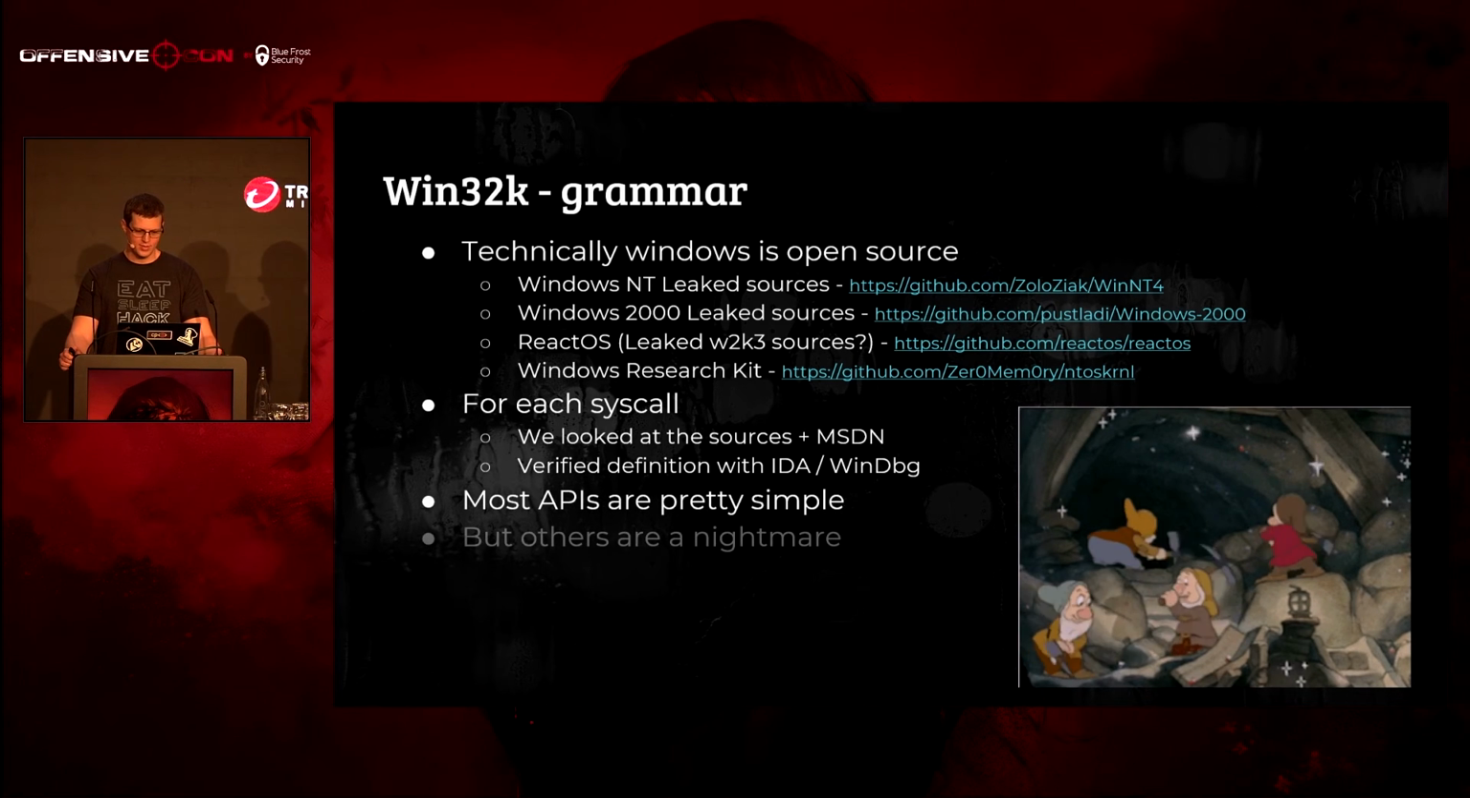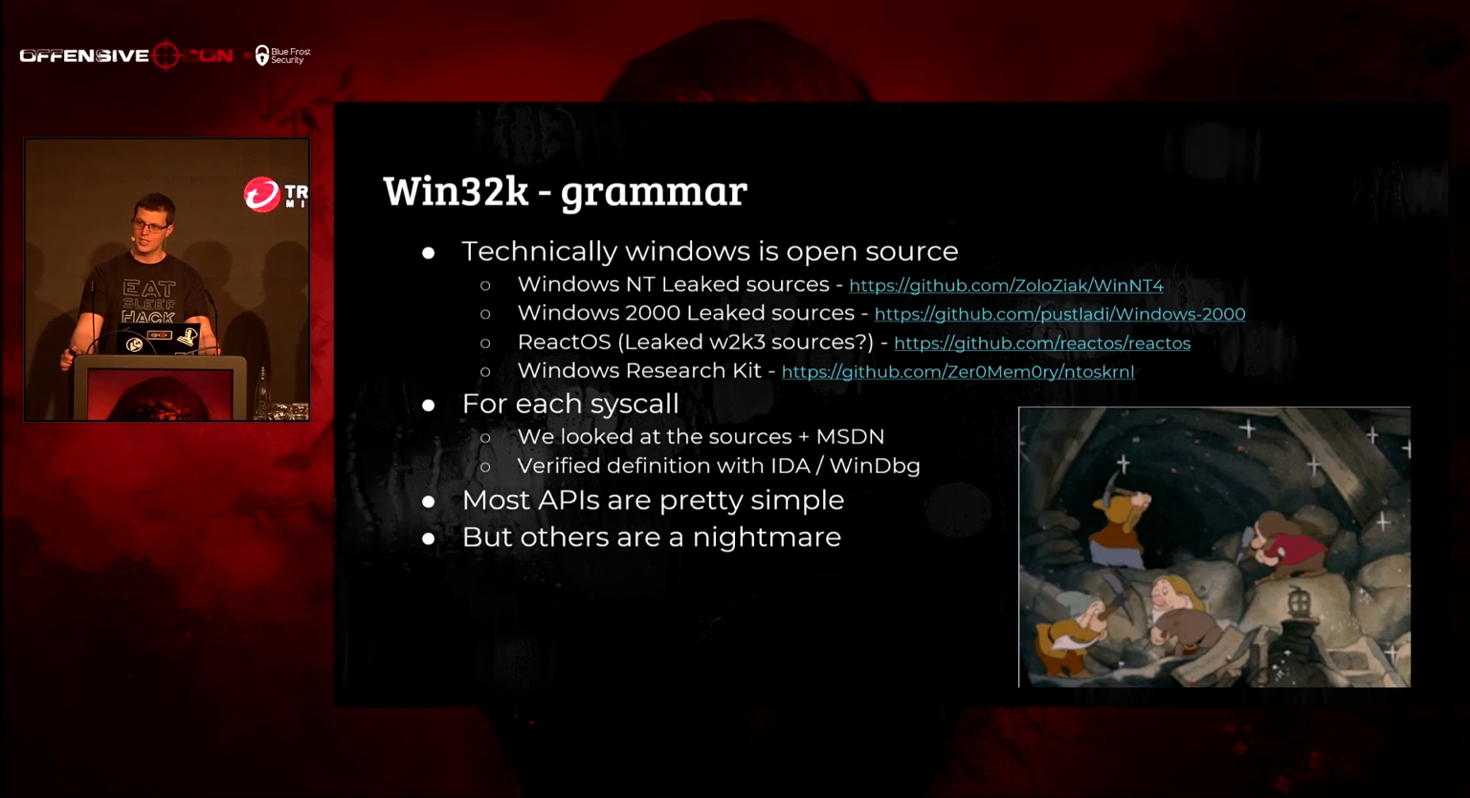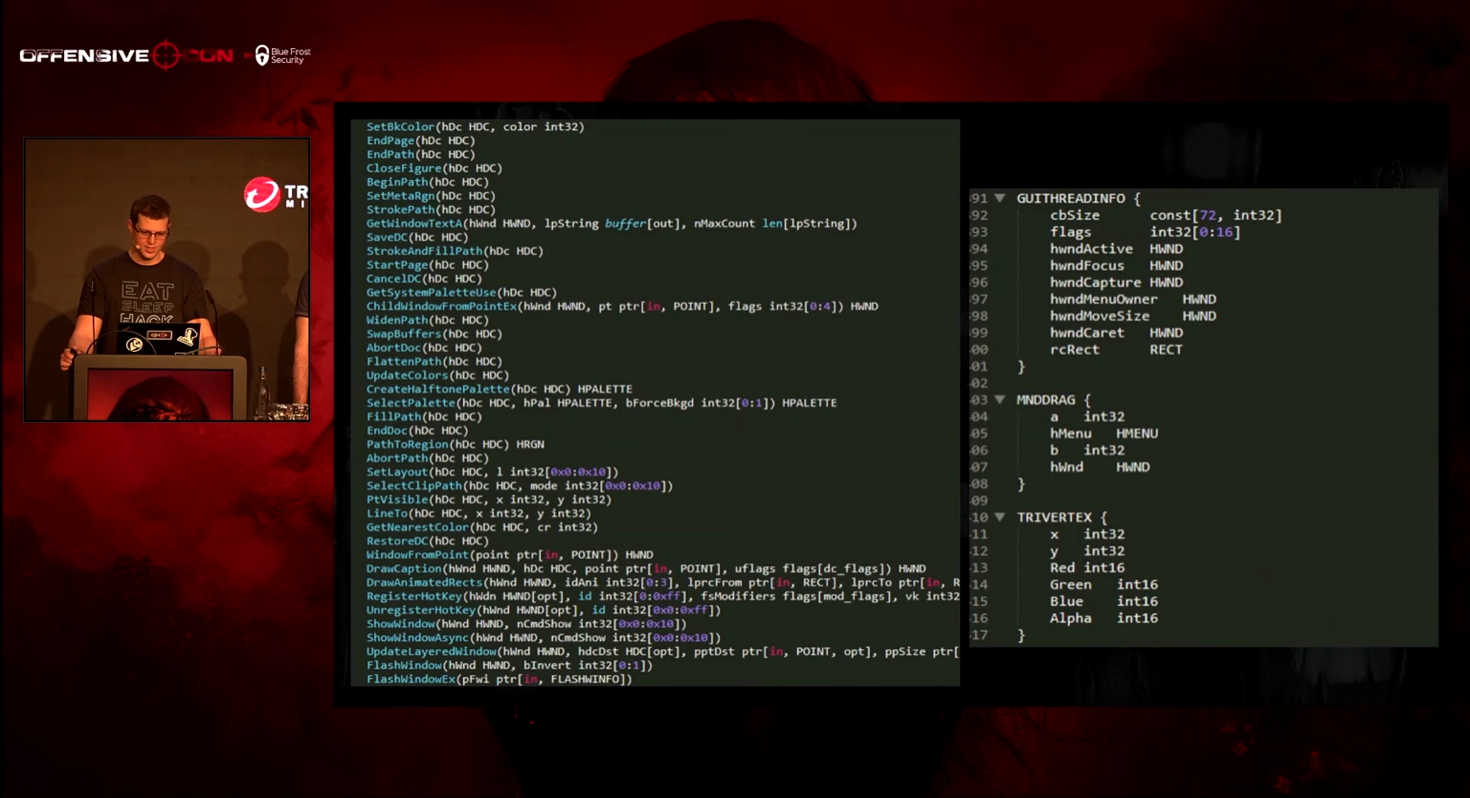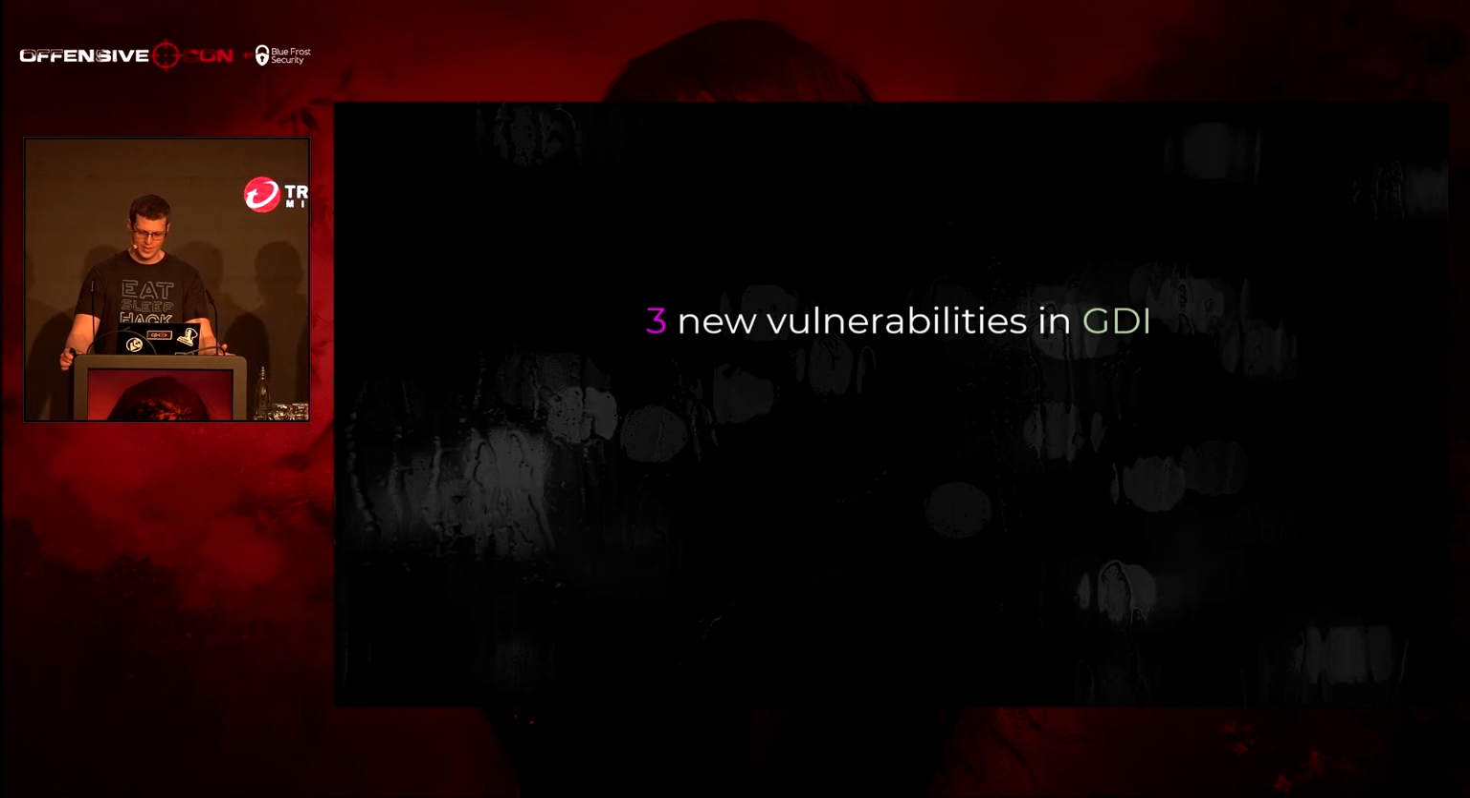Most APIs are pretty simple, but others have complex input structures with complicated semantic relationships that were really a pain. Here's a few examples of grammar that we added. You can feel the pain while reading this. So we let the fuzzer run, and within a few hours, we found 3 new vulnerabilities in GDI. And we let the fuzzer run for another week, but it found nothing. And we felt we wanted more.